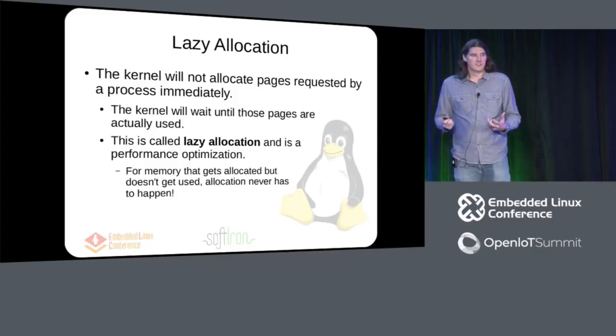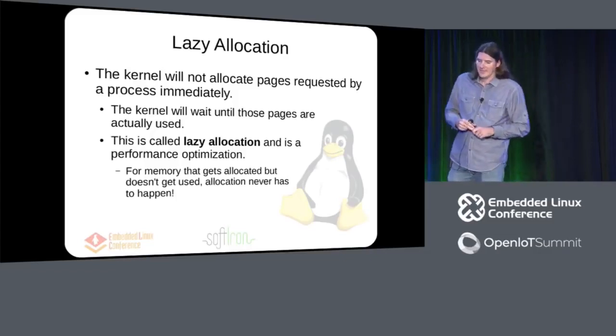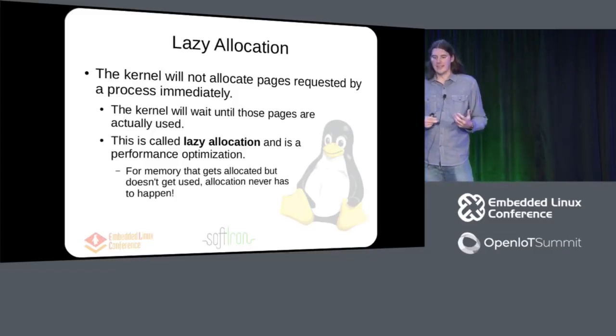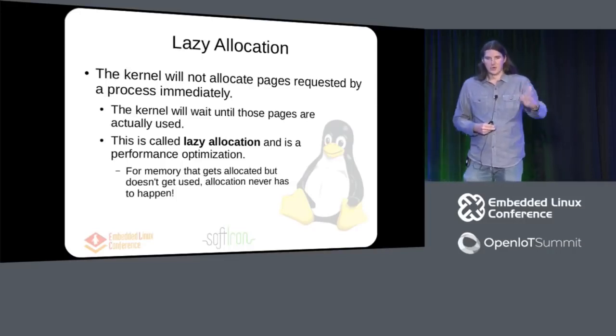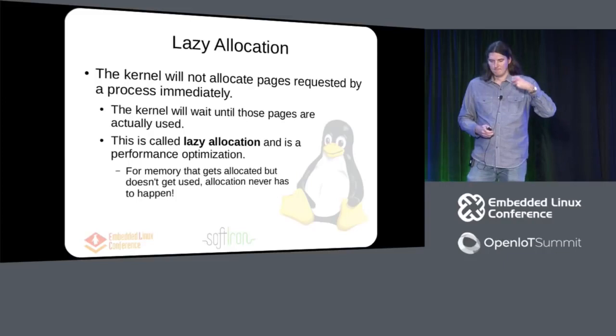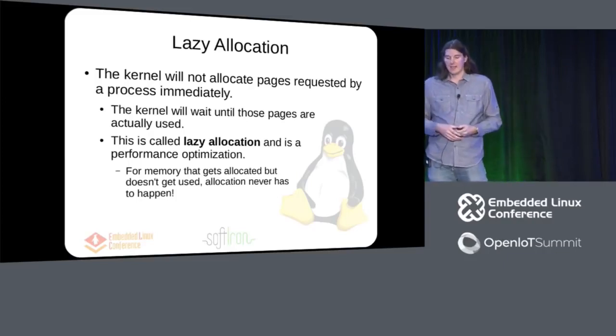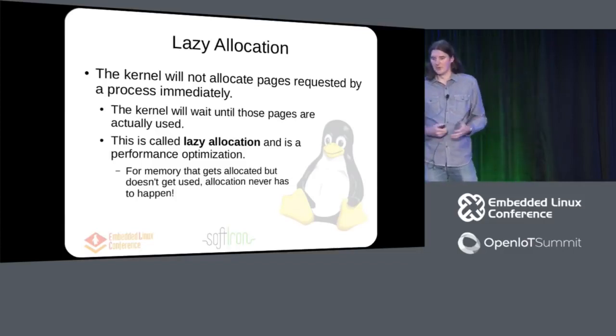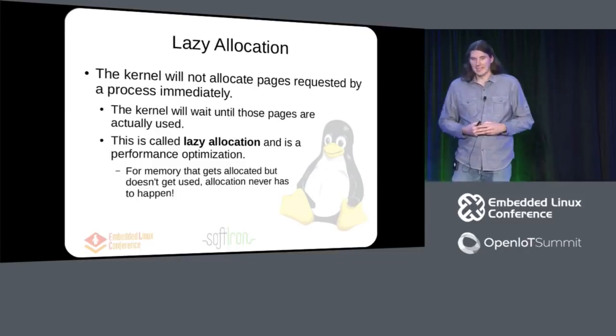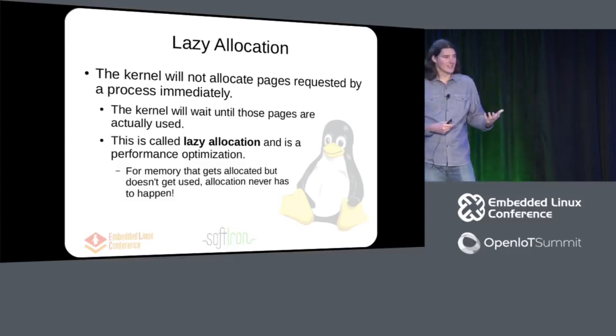So the kernel also uses what we call lazy allocation. This means that the kernel won't allocate pages that are requested by a process immediately. When you request a page of memory, the kernel doesn't give you an actual frame of RAM right away. The kernel will wait until those pages are actually used. This is a performance optimization, because any memory that you allocate that you don't actually use doesn't get allocated in physical RAM.